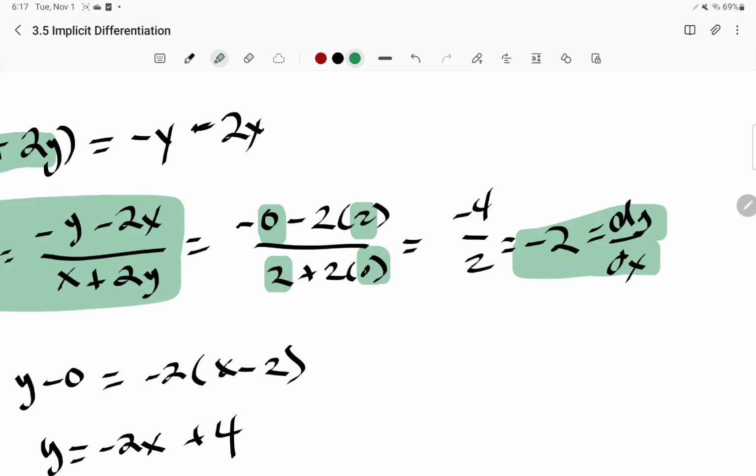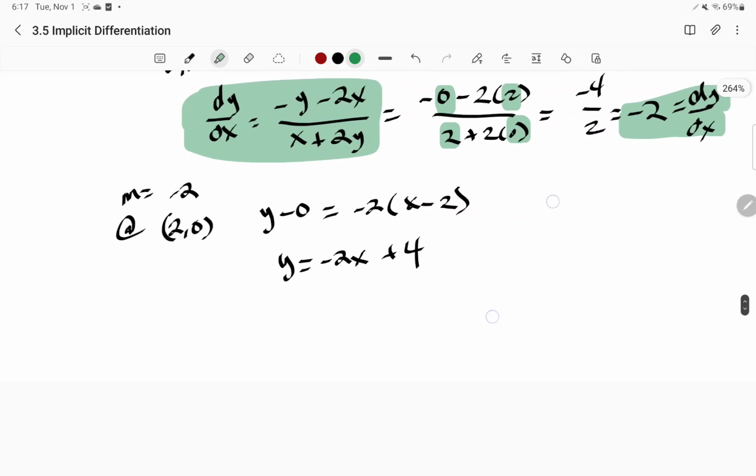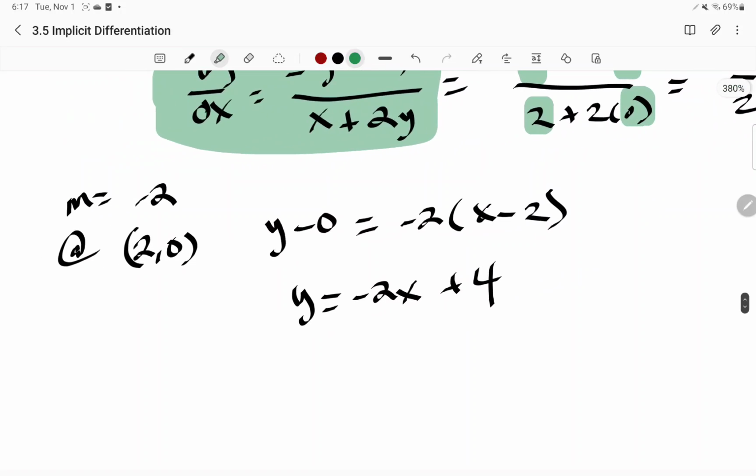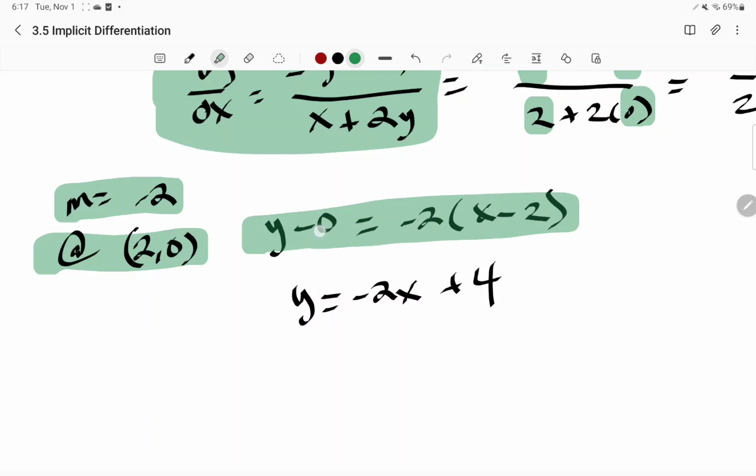Now, we have to go one step further and find the equation for the tangent line. Remember, all we need is a point and a slope, and we have both of those. We have the slope, we have the point, so we plug it into the point-slope form, and we simplify down to just y, and then this is our final answer.